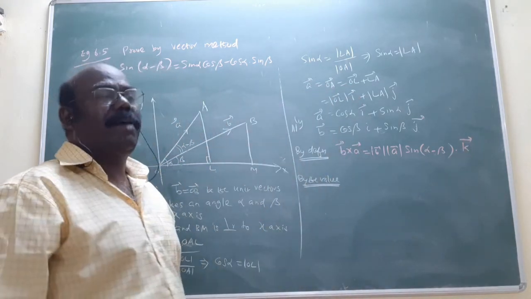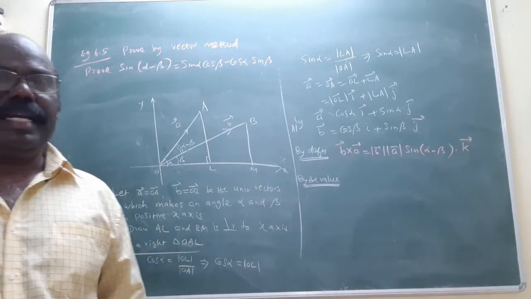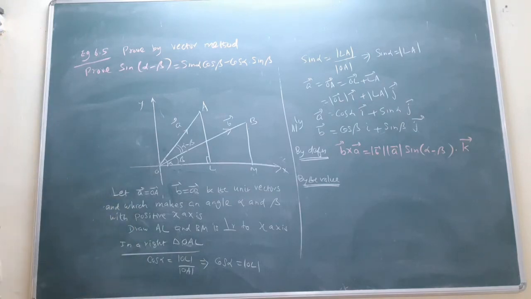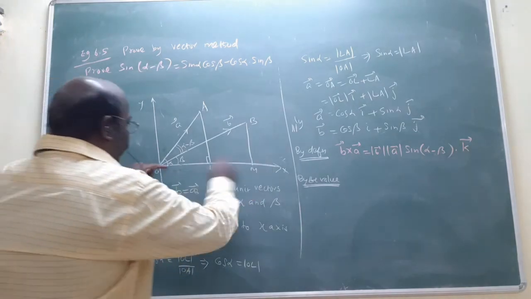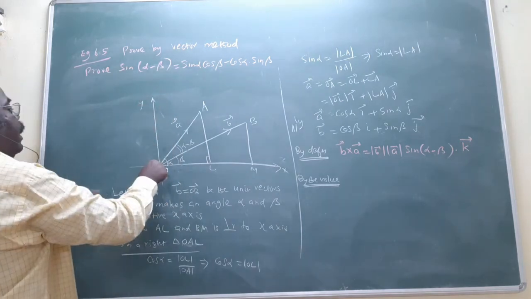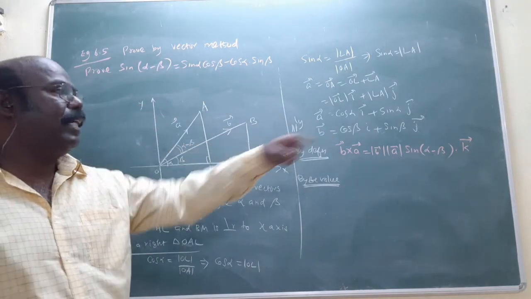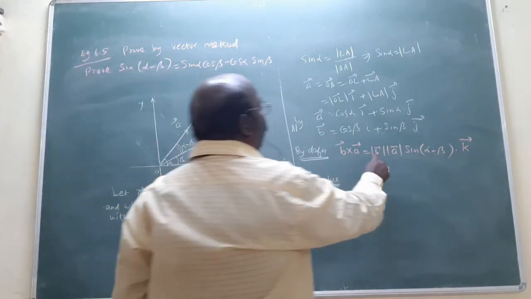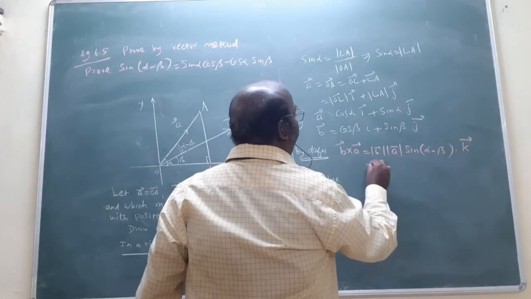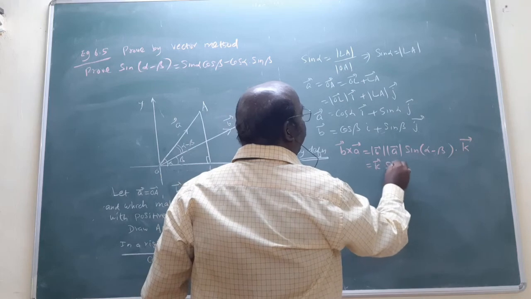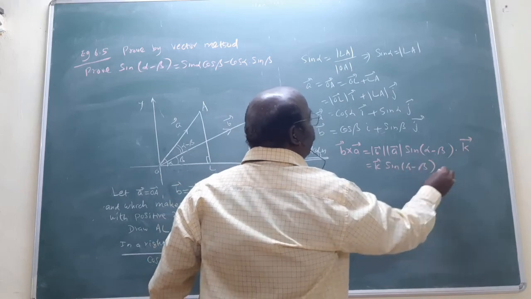The formula is mod a mod b sin theta into n cap. N cap is what? The perpendicular unit vector. Here the i vector and j vector are involved, and perpendicular to them is only the k vector. That's why the perpendicular is the k vector. Now mod a and mod b are 1, need not write. Only k vector into sin of alpha minus beta. This is the first answer.